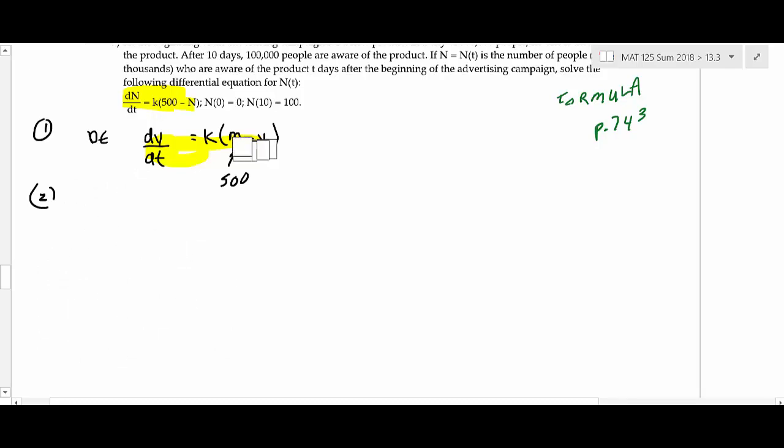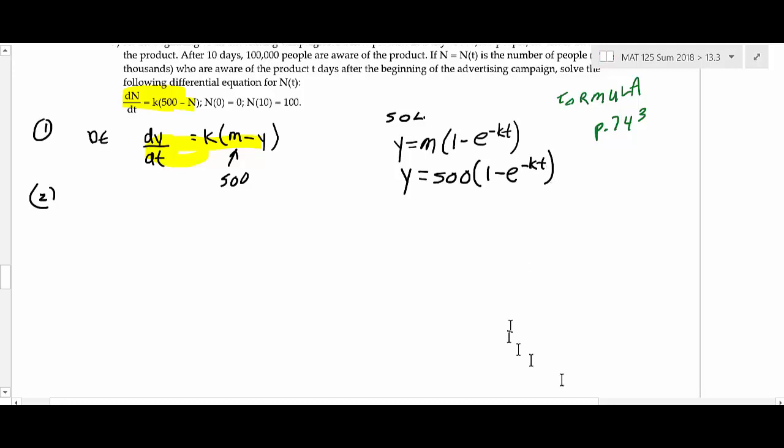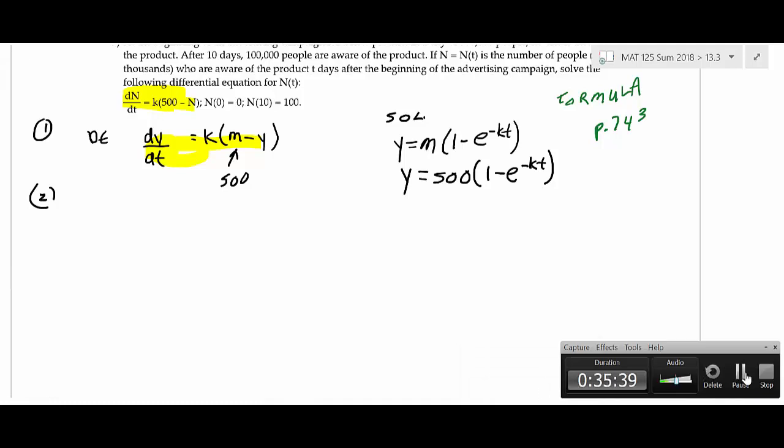Okay, so what we have here basically is this. You have the structure of this differential equation like this, k times (m minus y), and then the solution that you would look up on page 753, and I had that right: y equals m times (1 minus e to the negative kt). Well, we know that m is 500, so we get y equals 500 times (1 minus e to the negative kt). So that leaves us with trying to find what k is.